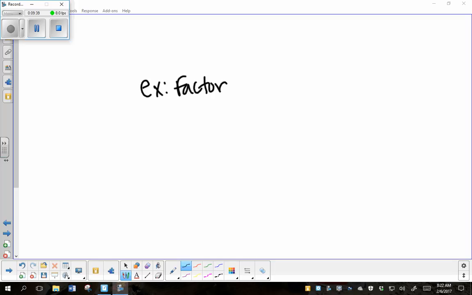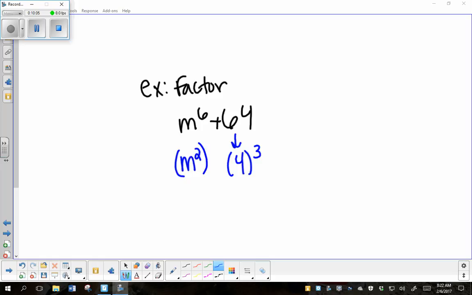All right, so we are going to now factor m to the 6 plus 64. This one's not as obviously a sum of cubes because of that m to the 6, but I see the 64 and I know that's a perfect cube because I know that 64 is 4 cubed. So we want to think if we can write m to the 6 as a cube. Remember, a power to a power, we multiply the powers. So if I do m squared and cube it, that's the same as m to the 6.